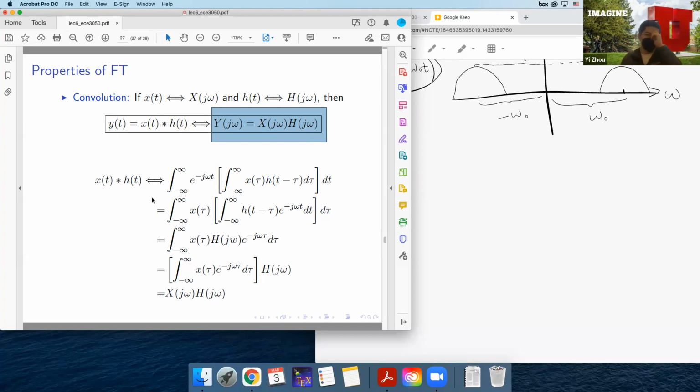And this is the proof, a very simple proof for this statement. We can go over the logic. So we start with this convolution.